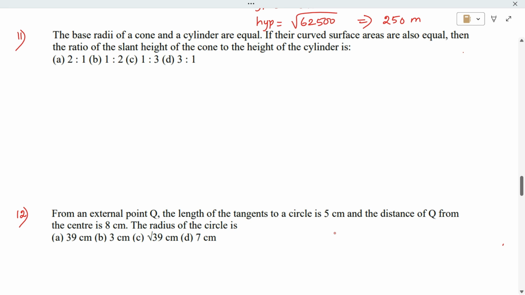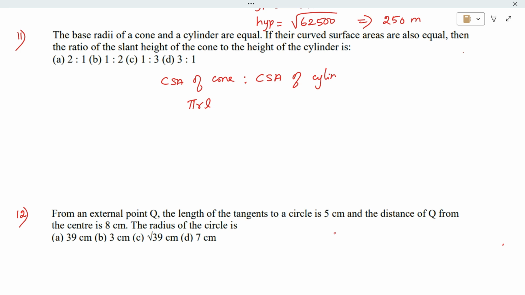Question number 11. The base radii of a cone and cylinder are equal. So, you know the radius of the cone as well as the cylinder are equal in length. If the curved surface areas are also equal, I need to find the ratio of slant height of the cone to the height of the cylinder. So, what is the CSA of cone? It is pi RL, isn't it? That is a ratio of CSA of cone to CSA of cylinder.